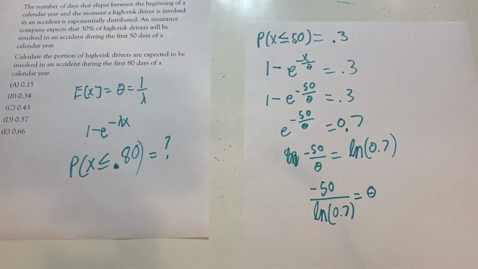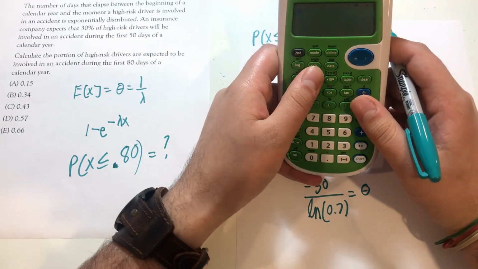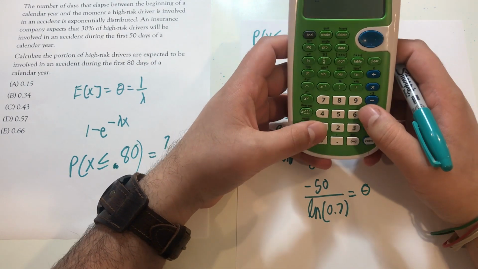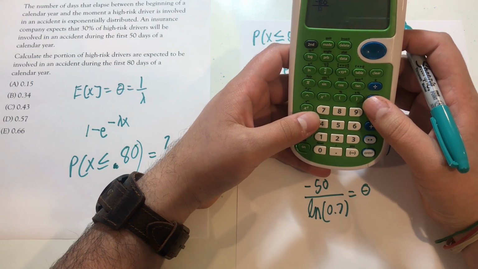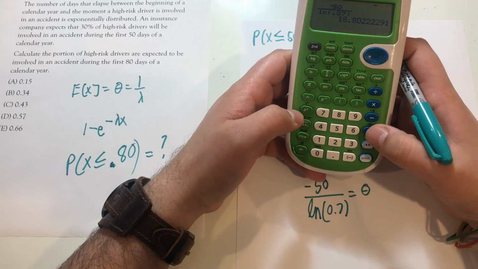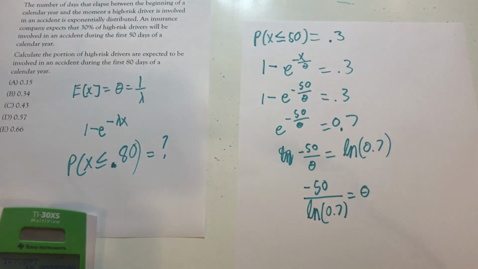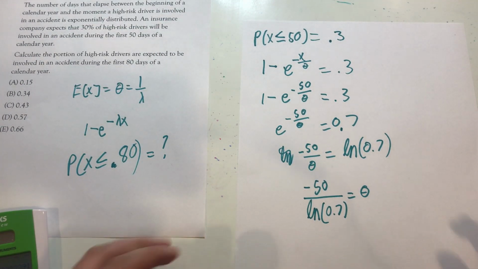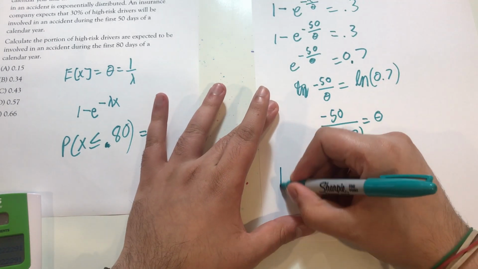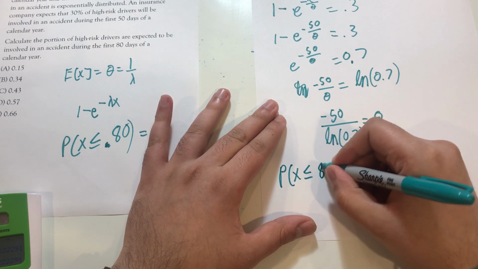And just to make this easier on myself when doing the calculations, this is more of a calculator tip than a probability thing: I'll do negative 50 divided by natural log of 0.7, and I'll store that as x, just so it's easy for me to input later. It'll make things faster for you. So we want to find the following: the probability that x is less than or equal to 80.